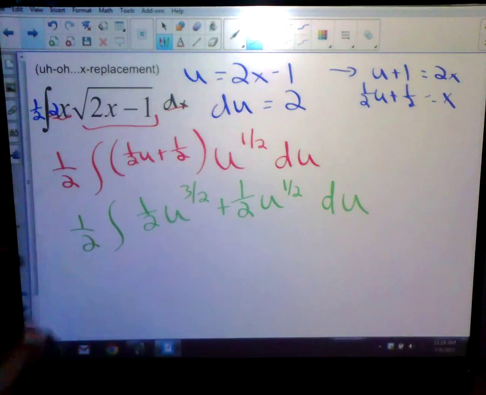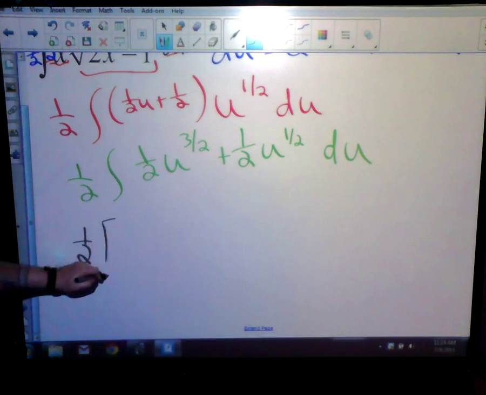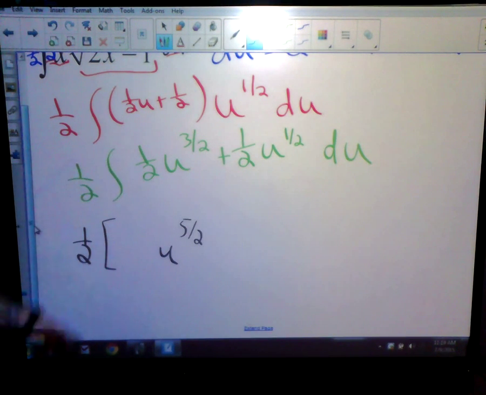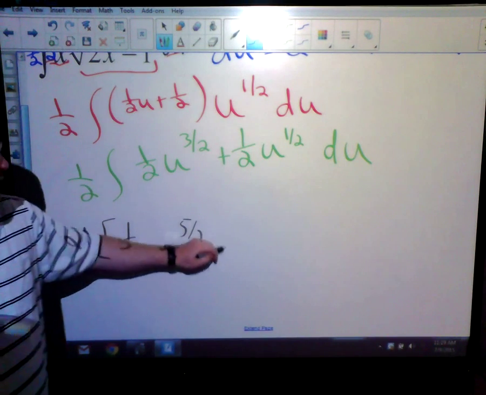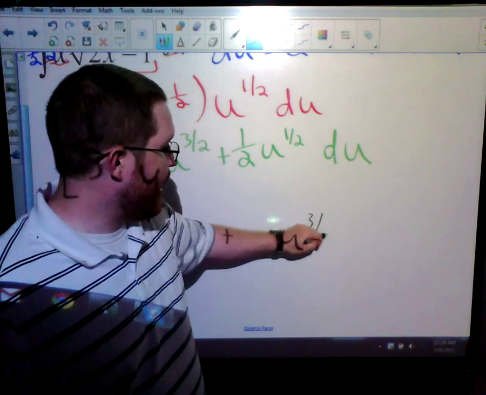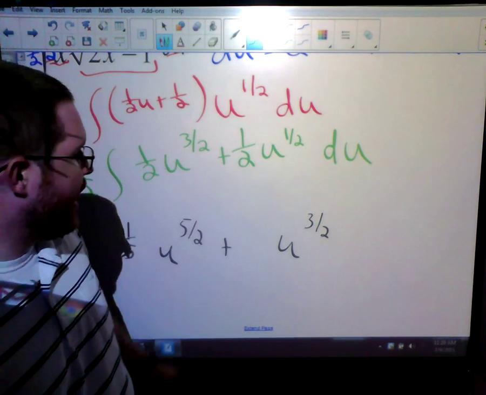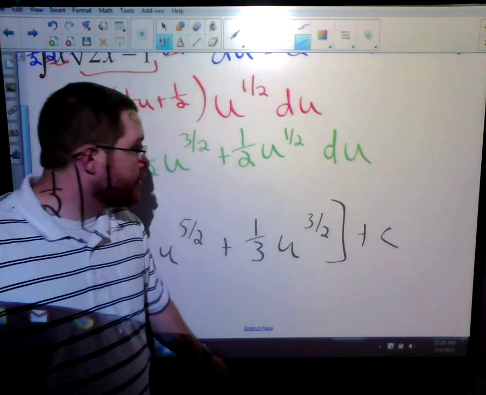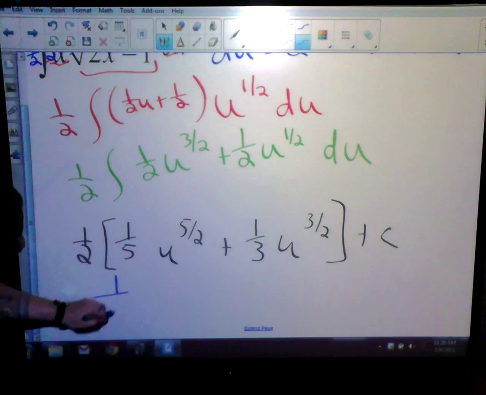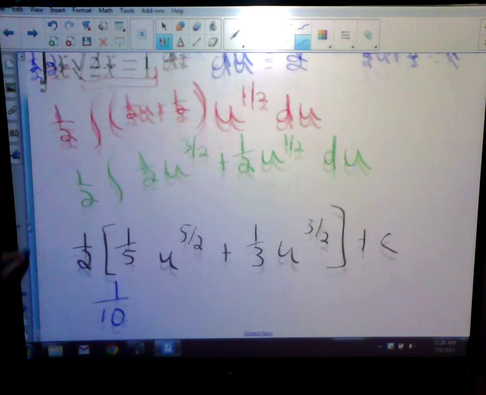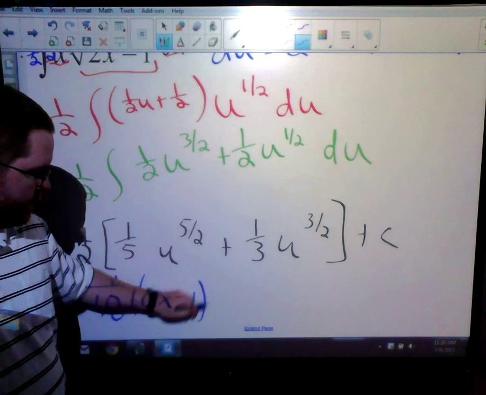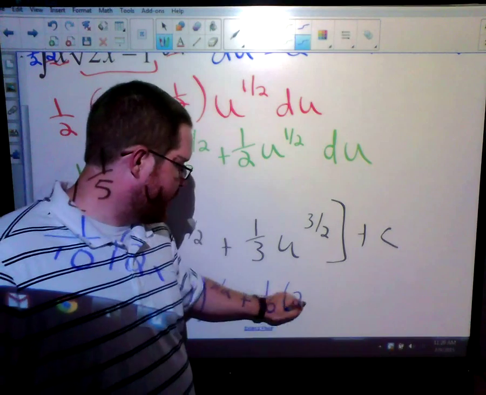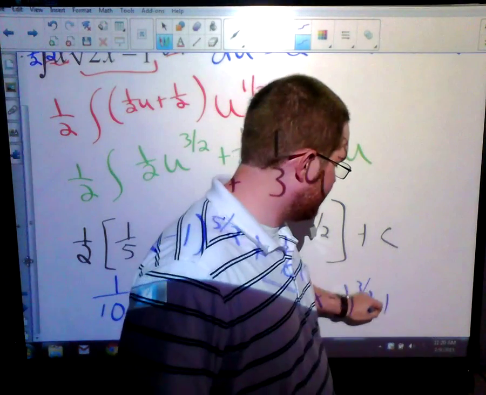Now let's integrate. This is 1/2, 5/2. Put a 2/5 out front. 1/2 times 2/5 is 1/5. Plus, that's going to be u to the 3/2. 2/3 times 1/2 is 1/3. Plus c. For your final answer, I'm going to distribute in and convert back. That's 1/10. U is 2x minus 1 to the 5/2 plus 1/6 2x minus 1 to the 3/2 plus c.